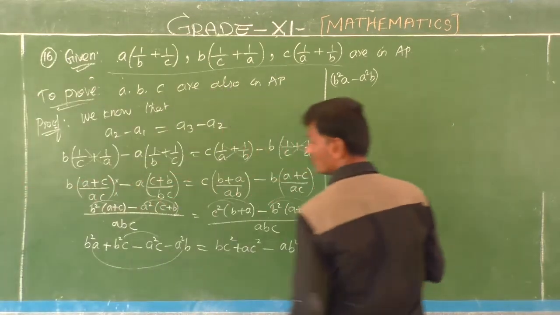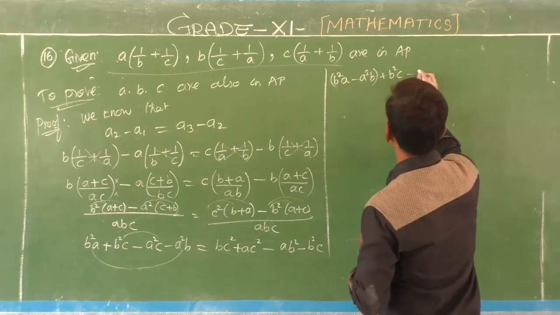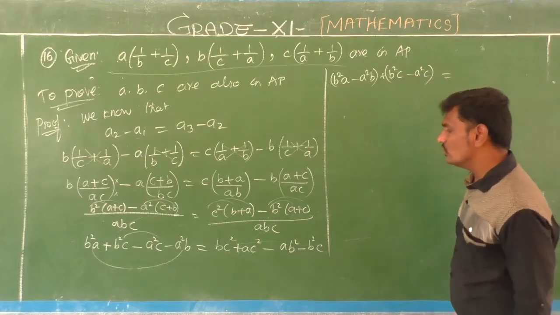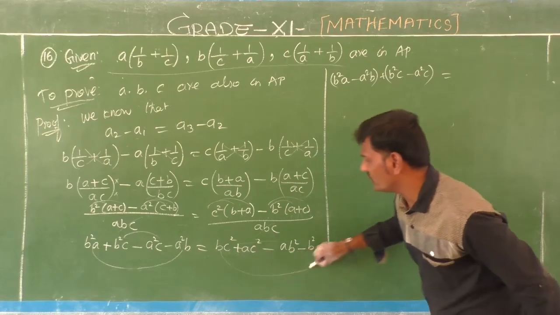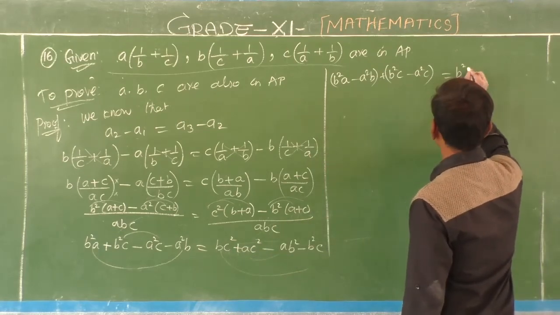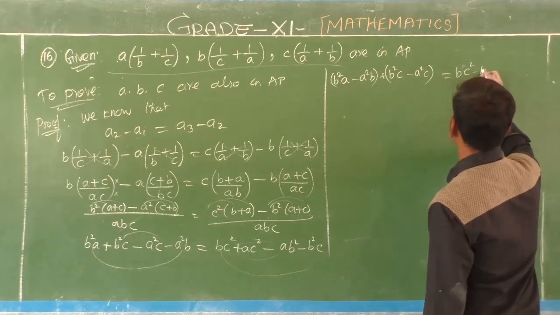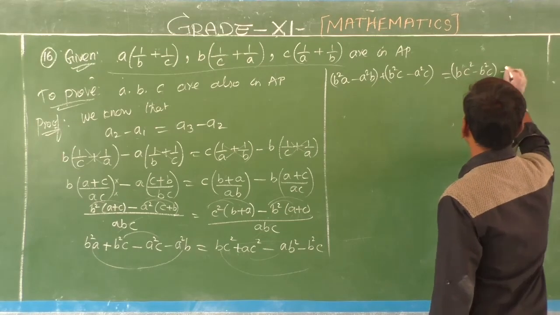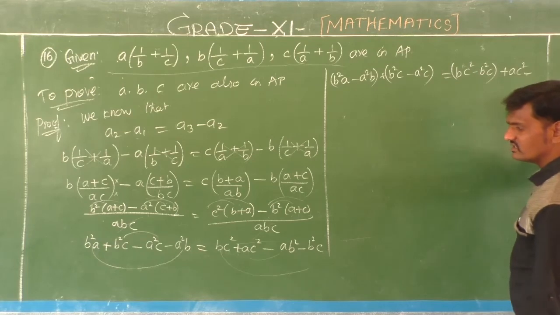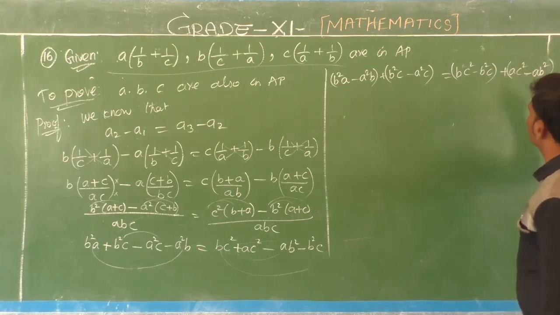Yes. So what is that? Plus B square C minus A square C, which is equal to, here also I am going to compare the first and fourth and as well as second and third part. So to get B square C minus, sorry, B C square minus B square C plus the remaining A C square minus A B square.